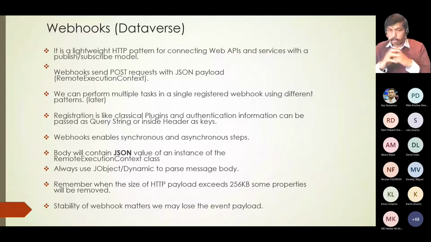And you know that it's called the remote execution context. I will come to that. Maybe you can see here, this is a payload, but let me explain a little bit more. If we compare with the old, classical plugin, you have an execution context there, right? And the same for workflow as well. The plugin execution context equivalent for a webhook is called the remote execution context. So you will get all the input parameters, output parameters, and because this is JSON, you'll get a bit more, but all things are there.